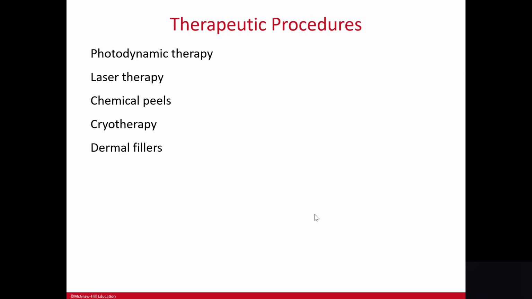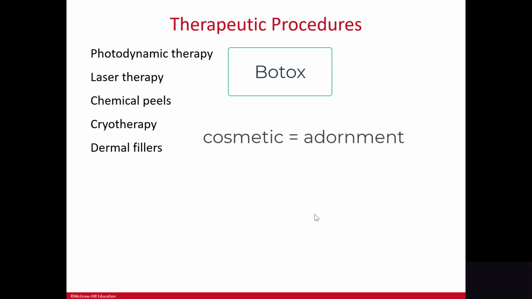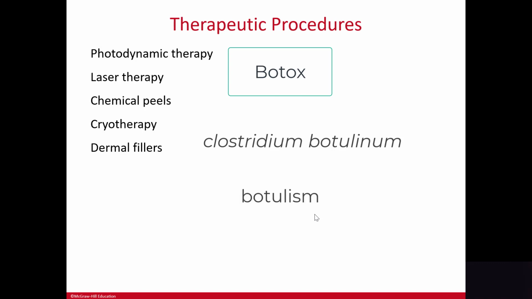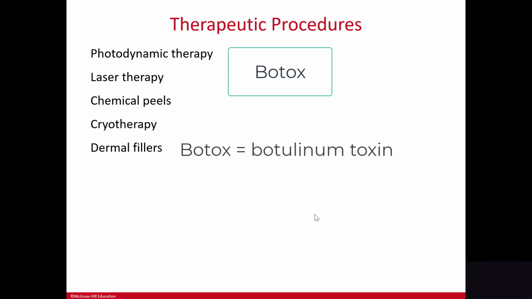What I don't have on here is Botox, and Botox is a medication that is used in some cosmetic procedures, and cosmetic is one of the vocabulary terms in your book, and cosmetic comes from the Greek word for adornment. And Botox is a drug that's derived from the bacterium Clostridium botulinum, which causes botulism. And botulism is a fatal disease that's caused by eating poorly prepared foods, right? So Botox is short for botulinum toxin. And it's fatal because it causes muscle paralysis. So when the muscle paralysis reaches your respiratory muscles, you stop breathing and you die.